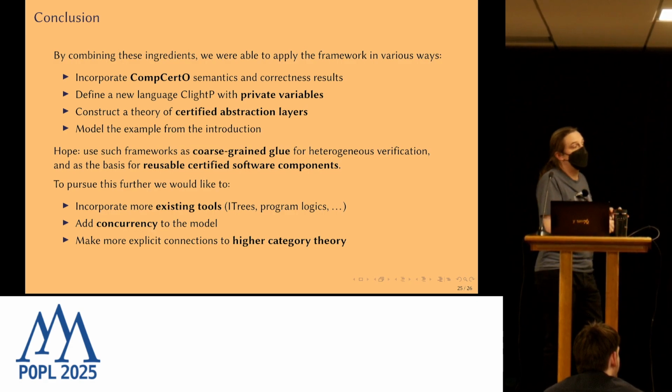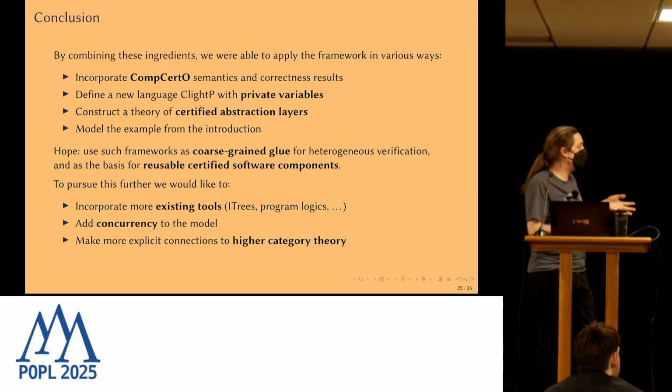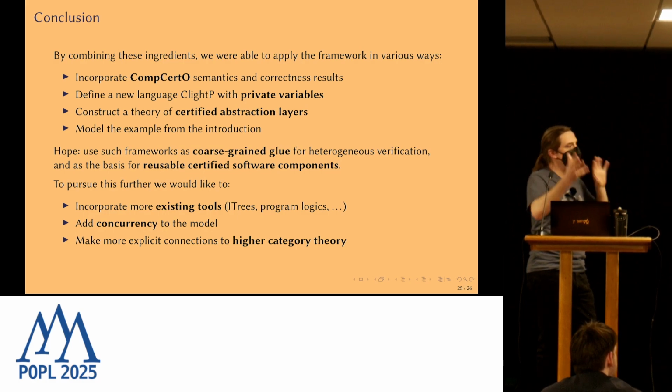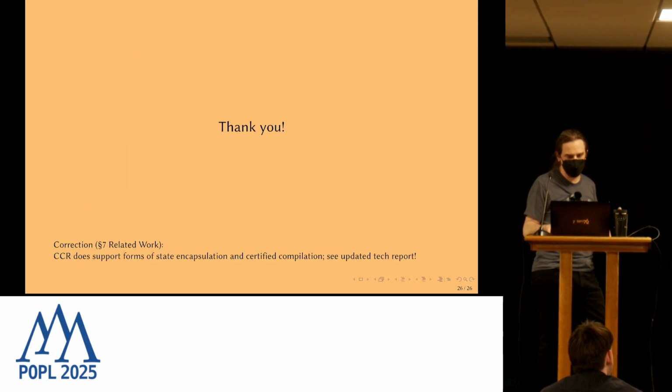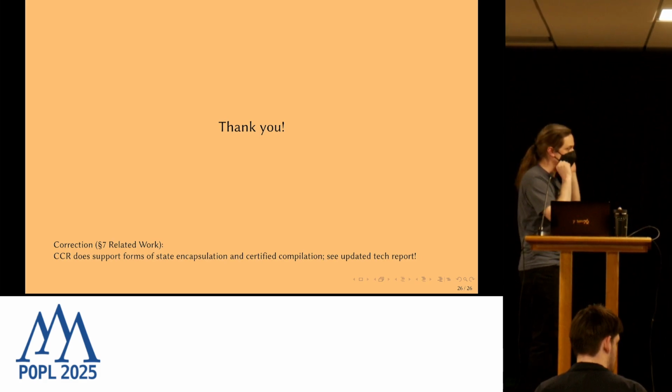Adding concurrency is also a very important goal. And it will be useful to make more explicit connections with higher category theory, which is a theory of what happens when you have these different composition operations that interact with one another and allows us to think geometrically about this kind of thing, right? So thank you for listening. I'll be happy to take questions.